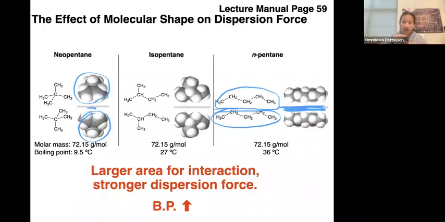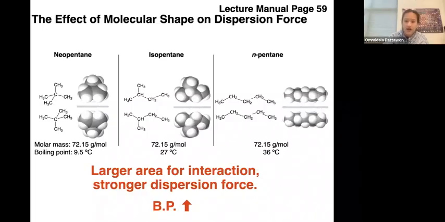The molecule that has a shape that allows for a larger area for interaction is also going to have the stronger dispersion, and it's going to end up with a higher boiling point and also a higher melting point as well. Okay, so that's the conclusion of this.